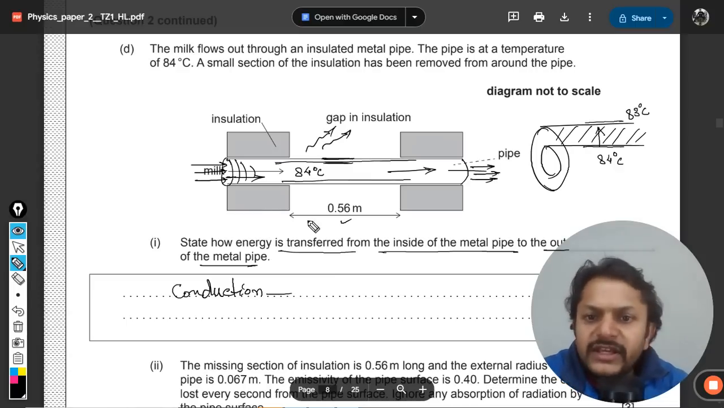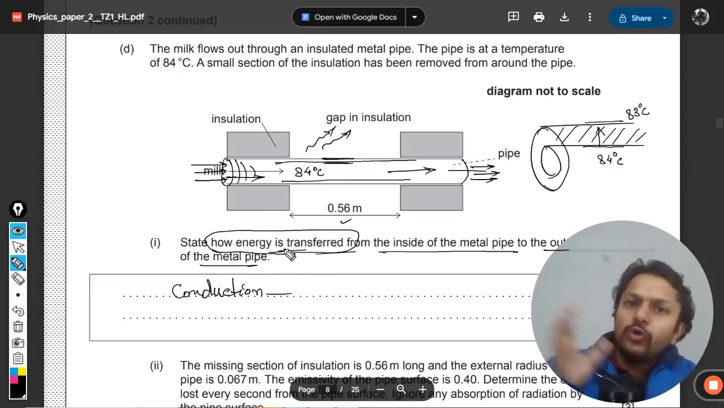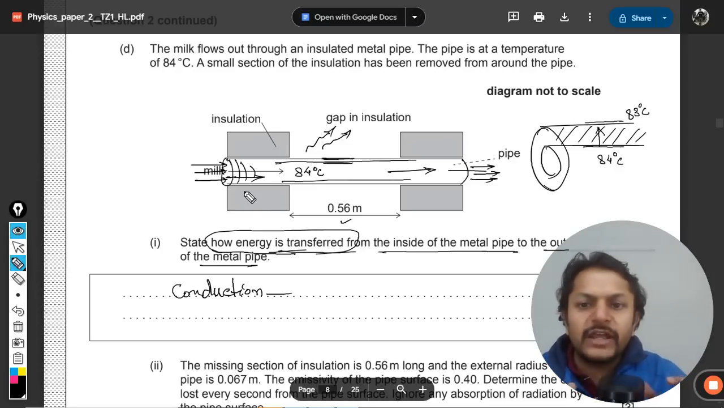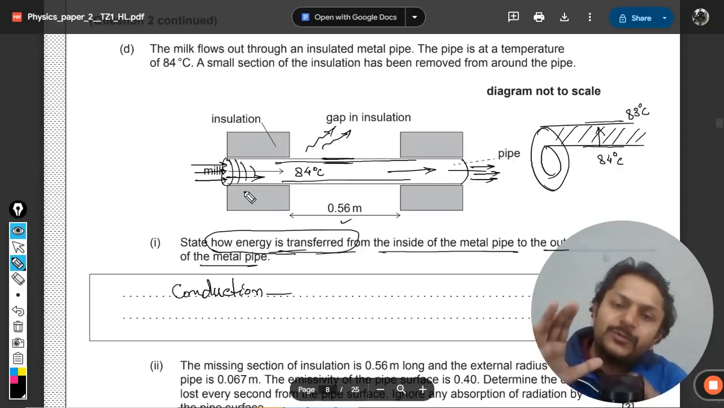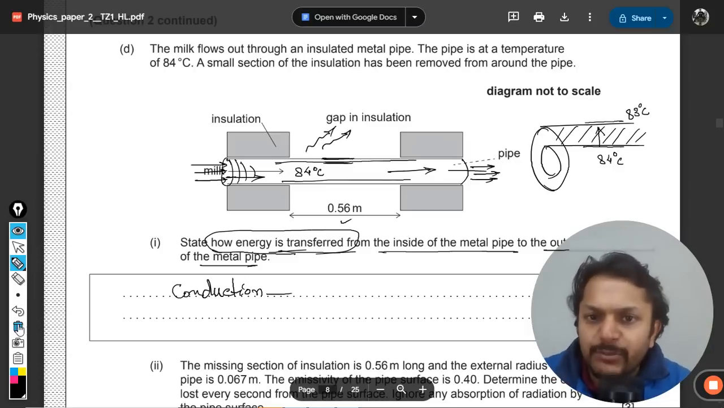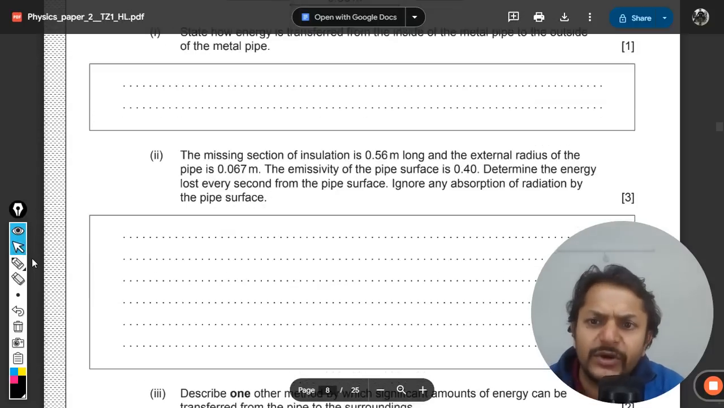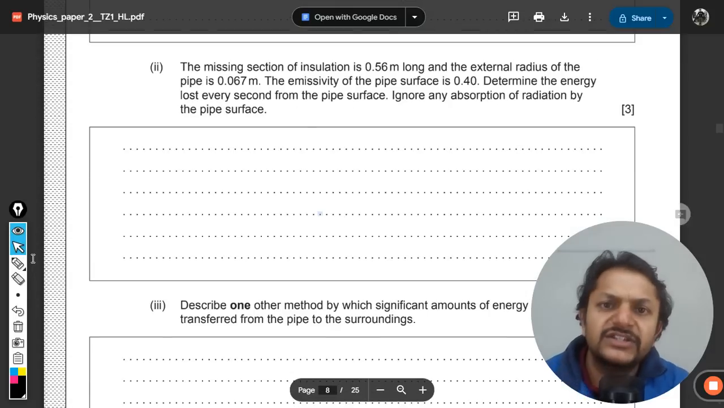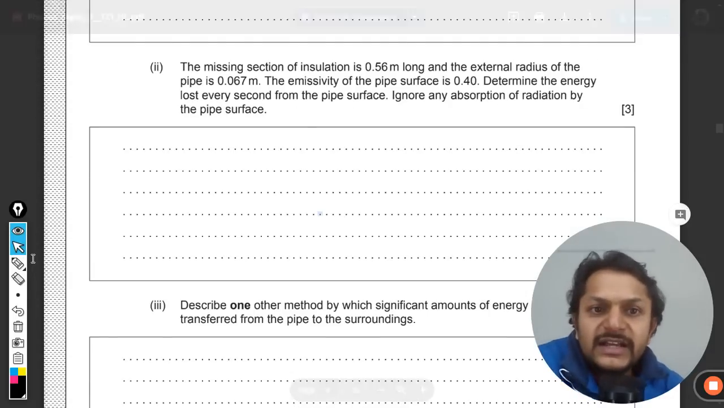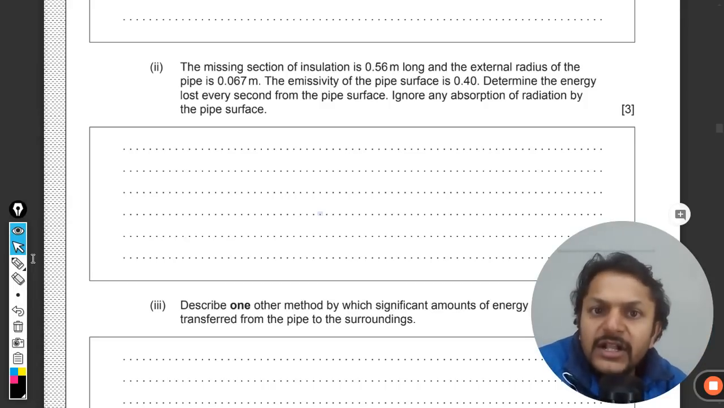Okay, so they are asking how the energy is transferred. They are clearly referring to the modes of heat transfer there. Nothing more. Whenever it's written how, you need not write a paragraph there. You can just say that okay, conduction is taking place. No need to explain what conduction is. Now, I will check the answers later, no problem. Let's move to the next question. The missing section of the insulation is 0.56 meter long. The external radius of the pipe is 0.067 meter. The emissivity of the pipe surface is 0.4.